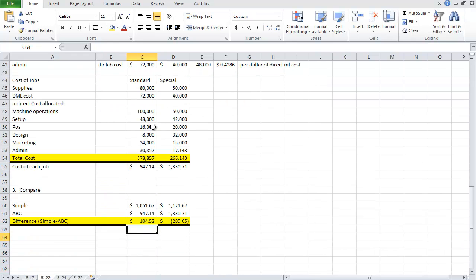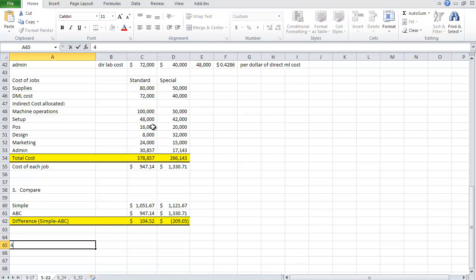Now you can see that the overhead was allocated significantly different if we broke this out in activity-based costing. So in this case, the activity-based cost study reveals that each standard job consumes less of the indirect resources, such as setup, POs, design costs, and therefore it should not be allocated as much. So I think this analysis really does show that we need to take a look at these things.